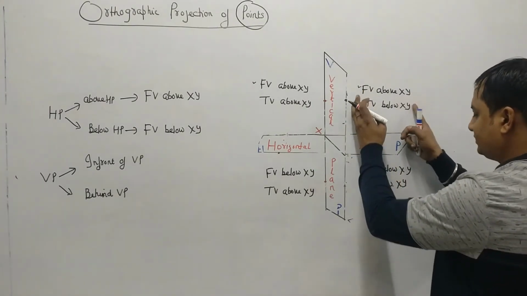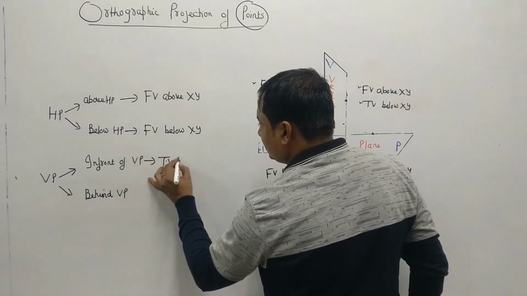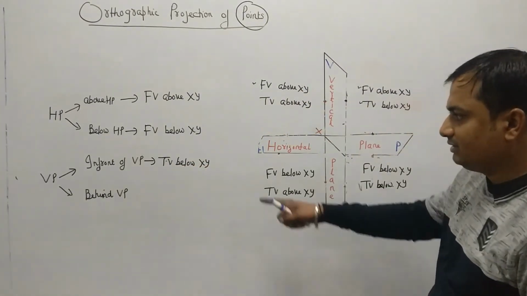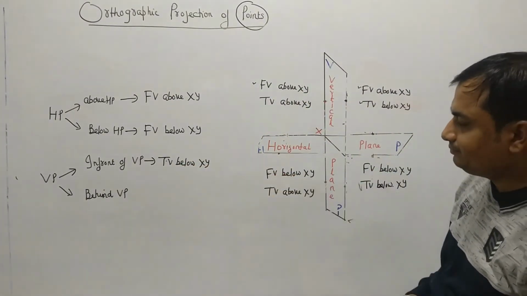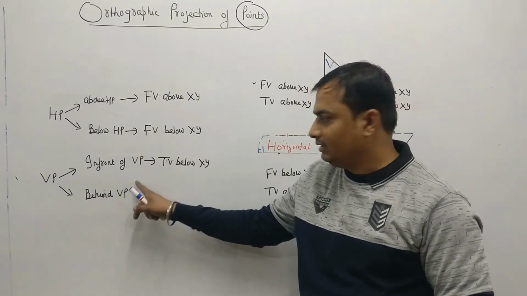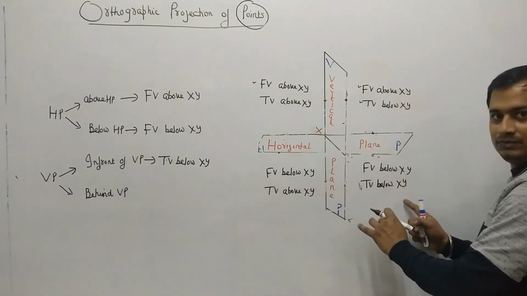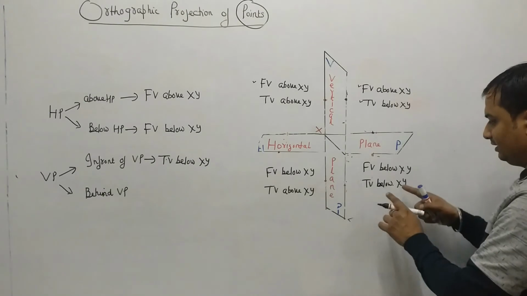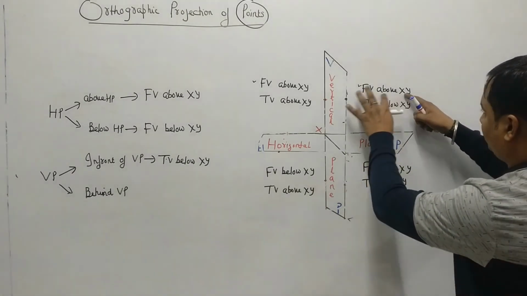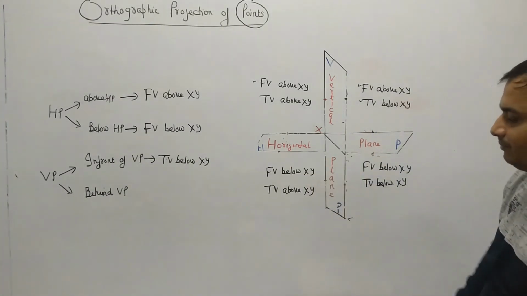The top view will be below XY. So this is the first conclusion, or you can say the fact, for the point. If the point is in front of VP, its top view should be below XY, as we have seen here. I made this mistake. This should be below XY, this should not be above XY. As you can see, this top view is below XY. This top view is below XY. So that is the first conclusion regarding in front of VP.